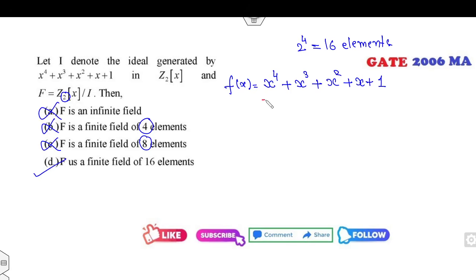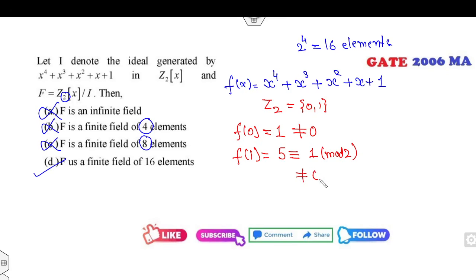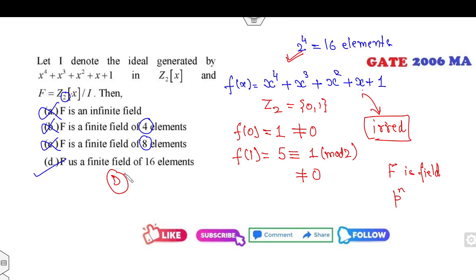But how? Again, you can see in Z2, the elements are only 0 and 1. So what is f of 0? f of 0 is 1, which is non-zero. What is f of 1? 5, which is again 1 modulus 2, which is non-zero. So therefore, this polynomial is irreducible. Once it is irreducible, therefore Z2 over f is a field. And if it is a field, how many elements are there? p raised to power n, that's 2 raised to power 4. 16 is the right answer of the problem.